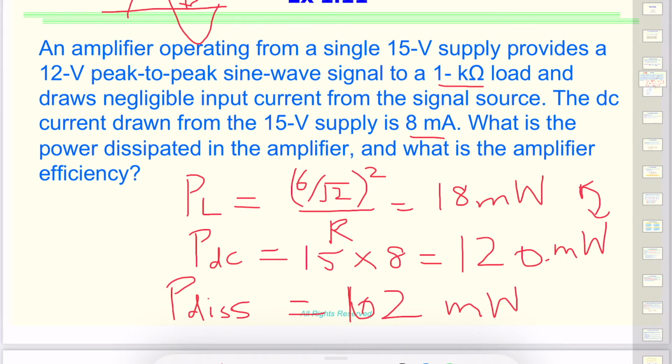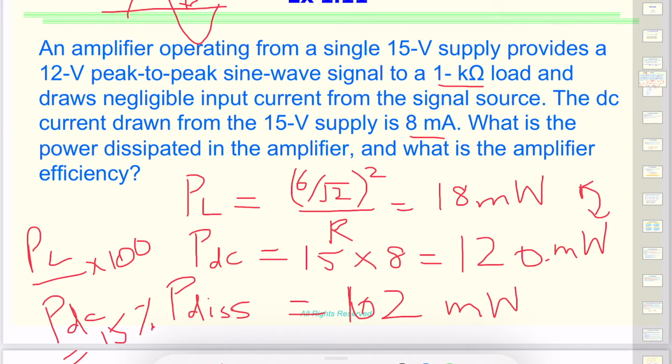Now we have to find the efficiency, and efficiency would be the load divided by the input side, which is 18 by 120 times 100, and that comes out to be 15%. So we can take these numbers and find out exactly what the power efficiency of an amplifier is, because that's an important performance parameter for these systems.